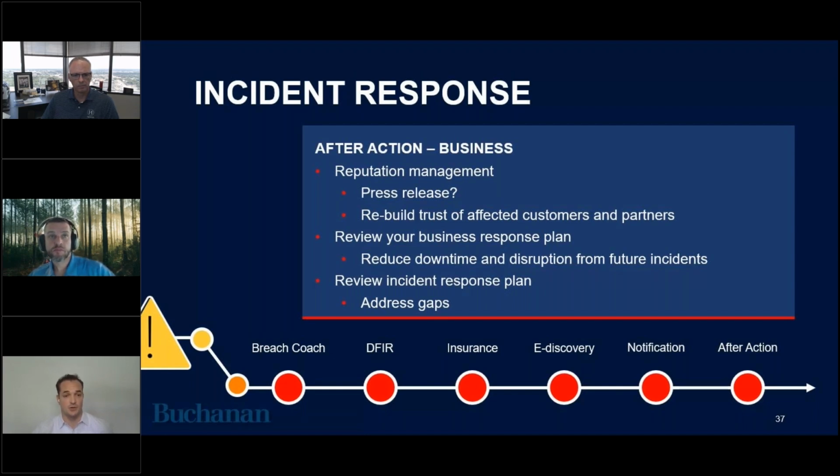So as an after action, you're going to want to look at what did you do well from a reputation perspective? What did you do well from a business response perspective and continuity of operations? And how can you improve? And then finally, reviewing that incident response plan. It's a living framework. It's a living document.